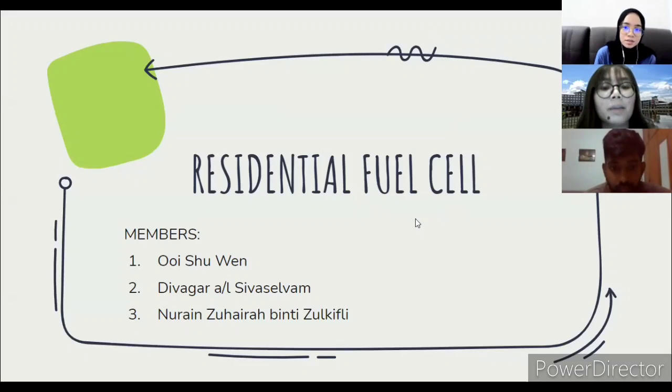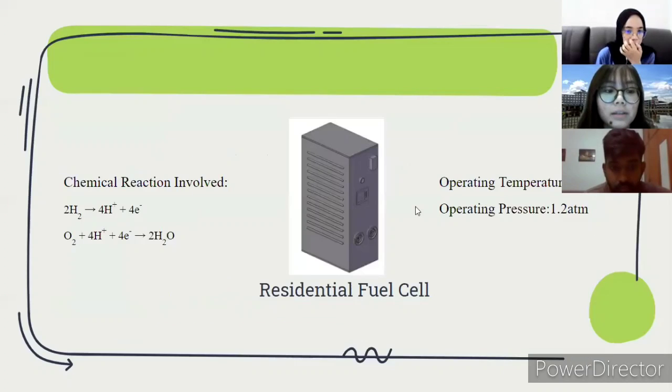So firstly, we're going to identify the following chemical reactions that are involved in our residential fuel cell. Firstly will be the hydrogen oxidation and also the oxygen reduction reactions that are going to synthesize the byproduct of water. And there's an operating temperature for this fuel cell, which is around 60 degrees Celsius, because heat will be released during the reaction process. And the operating pressure will be 1.2 atm.